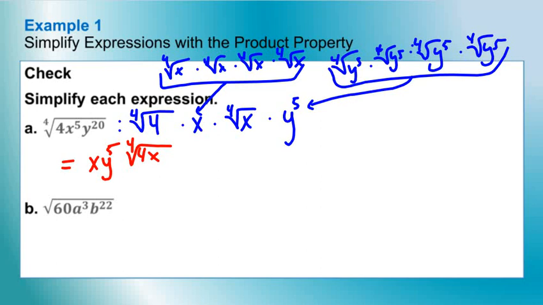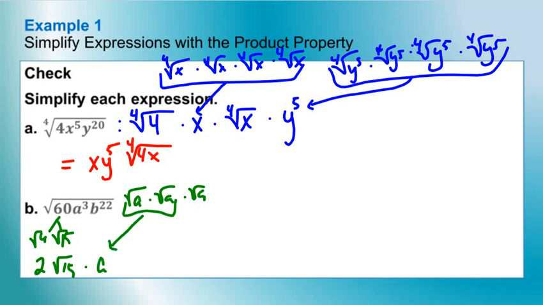Next, the square root of 60. So let's do 60 divided by, let's see, other perfect squares. 16, nope. We did 60 divided by 4, that's 15. So this would be square root of 4, square root of 15. So we can have 2 square root of 15. And then we would have square root of a times the square root of a times the square root of a. These two form a. And then I have the square root of a.